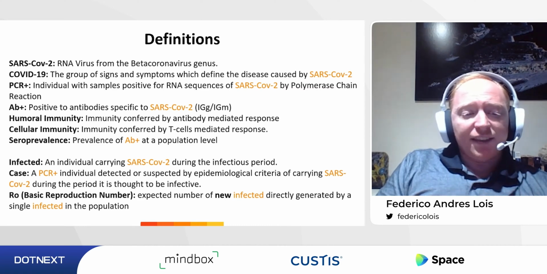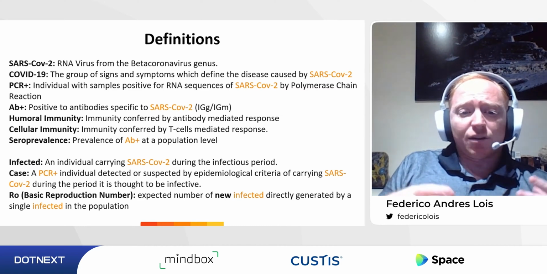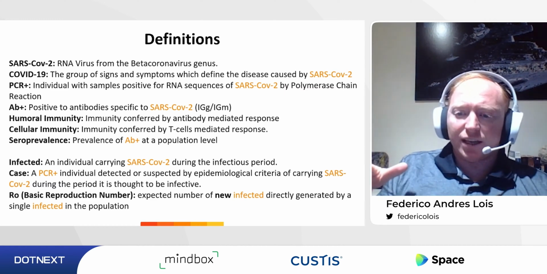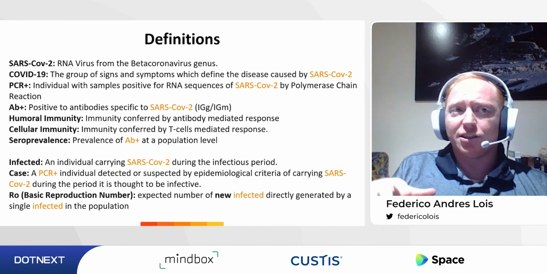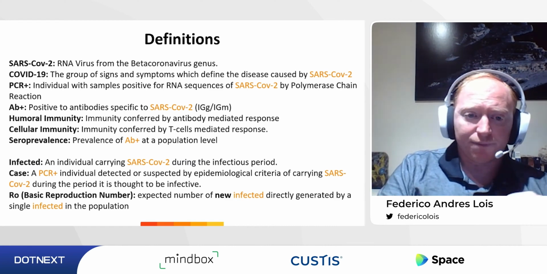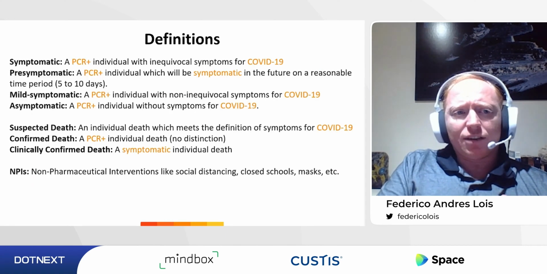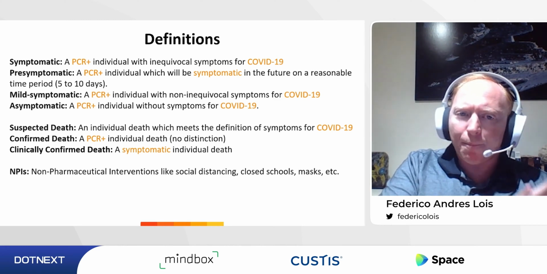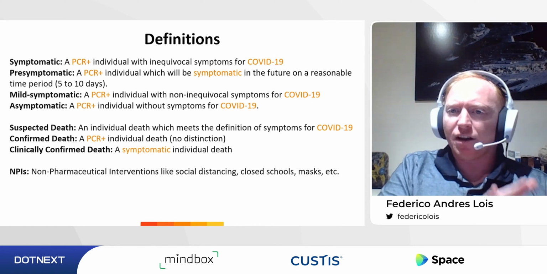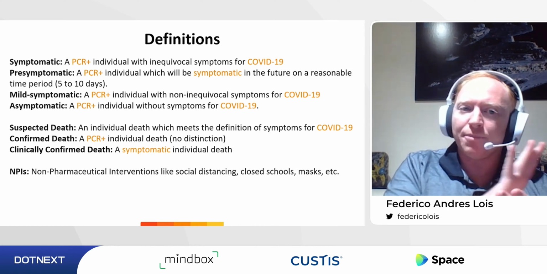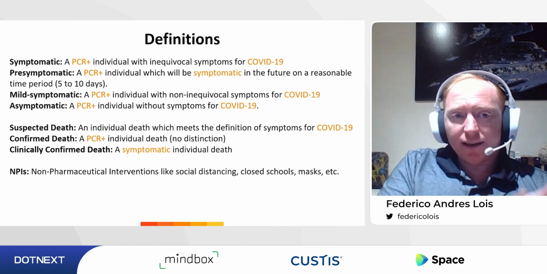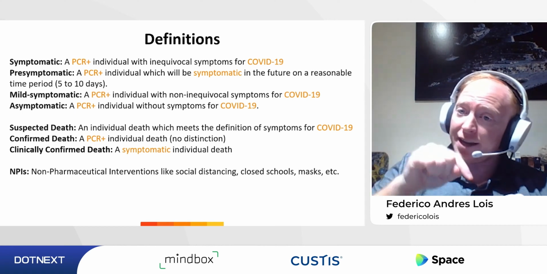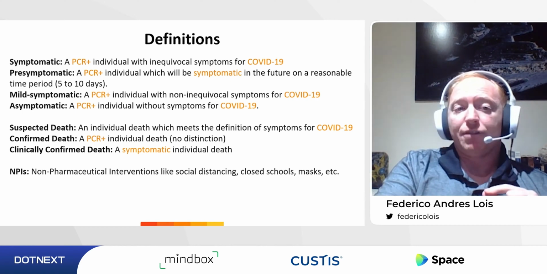So, and then you have the R0, which is the basic reproduction number: from every infected, how many new infections you are going to have in the population thanks to me as an infected. And also talking about asymptomatic individuals. An asymptomatic individual is someone that has a PCR positive with unequivocal symptoms of COVID-19, which is the disease, not the virus. And a presymptomatic is a PCR positive individual which will be symptomatic in the future, not now, but it's gonna be on a reasonable time frame.